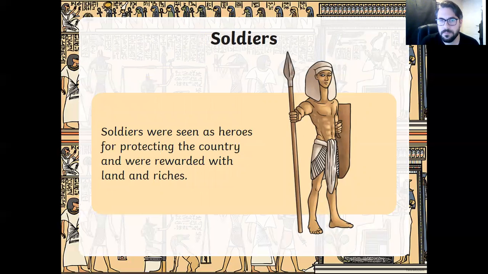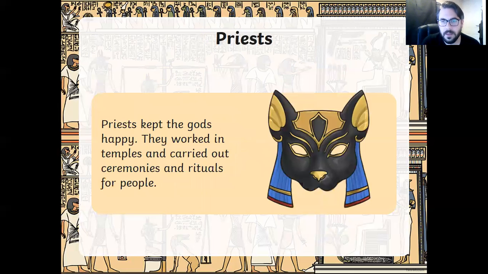The soldiers. Soldiers were seen as heroes for protecting the country and were rewarded with land and riches. Okay, so make sure you note them down. Think about where you might put them at the end. The priests. Priests kept the gods happy. They worked in temples and carried out ceremonies and rituals for people.